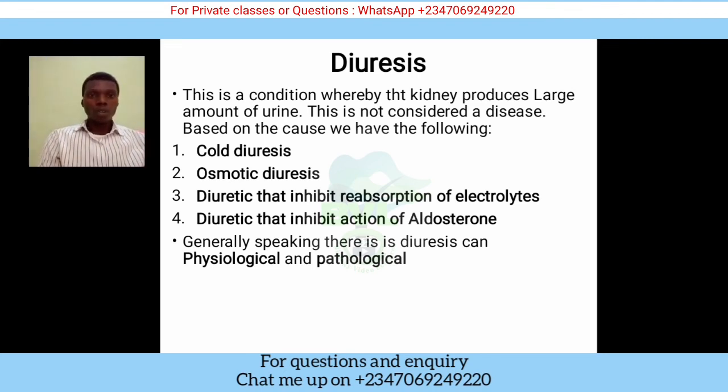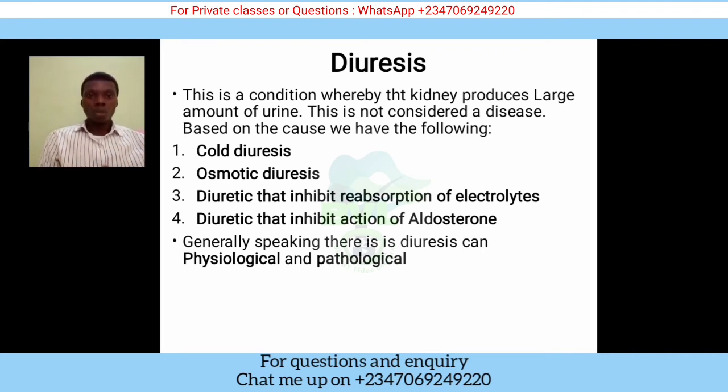Also, there are diuretics that inhibit the action of aldosterone. Aldosterone ought to help to reabsorb sodium. Once sodium is reabsorbed, water will follow it. But once you have prevented it from being absorbed, water will stay where sodium is. So these are diuretics. They cause a large amount of urine, and there are more than these. I'm just trying to mention a few of them. There can be 7 of them, if not 10 categories.